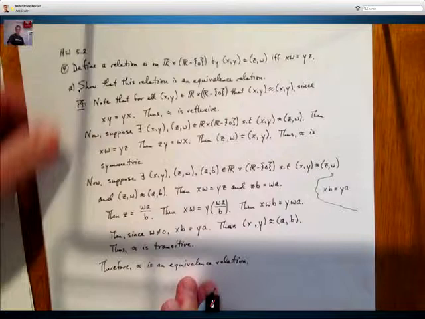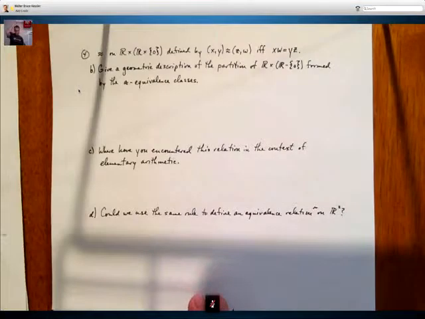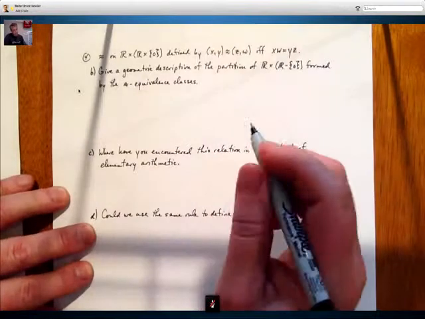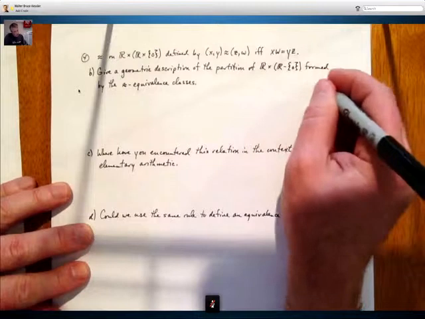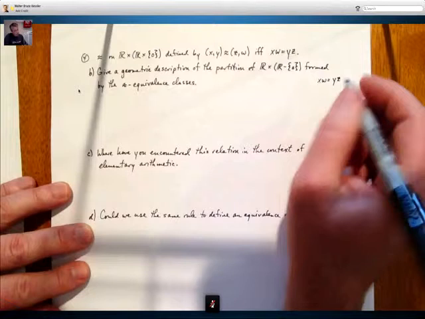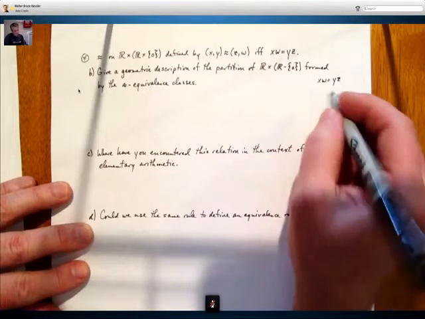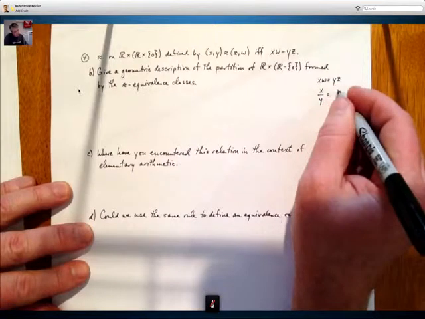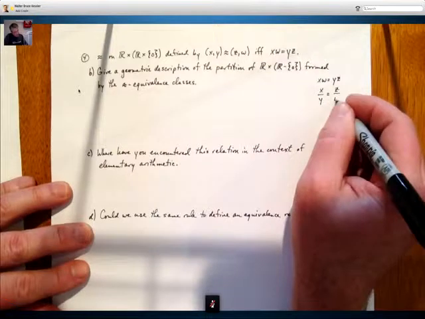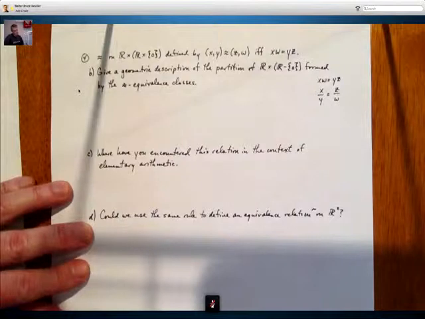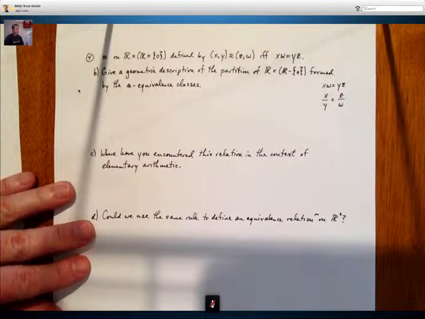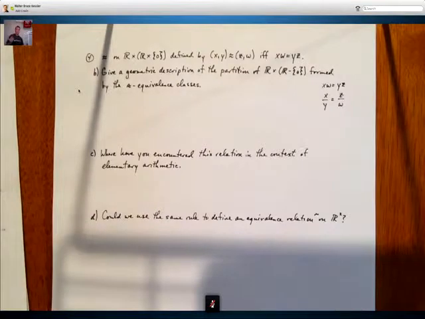The rest of 4 talks about what does it all mean. Well, for example, give a geometric description of the partition of R cross R minus 0 formed by the double squiggle equivalence classes. Well, the other way to think about this, if you're looking at xw equals yz, and the y and the w are non-zero, right, then we could also write this as xy equals zw, right? Which means that these are things that have equivalent ratios, right? So equivalent ratios would mean equivalent fractions, real number fractions, right?